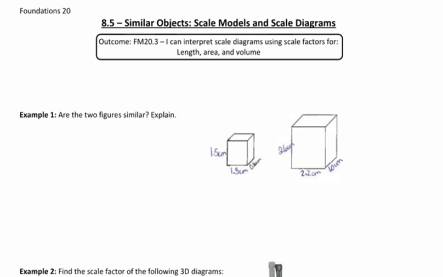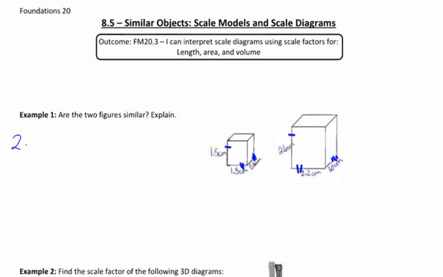So we need to determine what the scale factor was from each. So here are the measurements for every side. And the corresponding sides would be 2.6 to 1.5, 2.2 to 1.3, and 1 to 0.6. Those sides would correspond. So those ones all need to be proportionate.